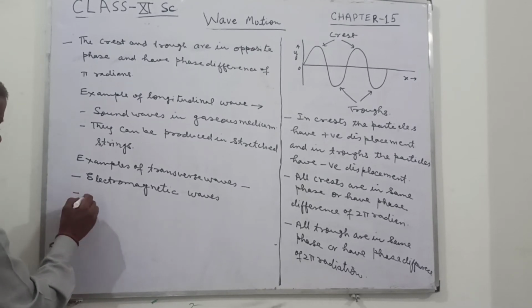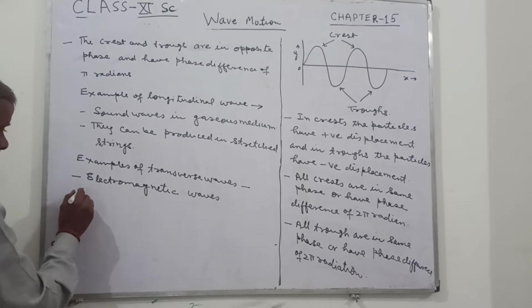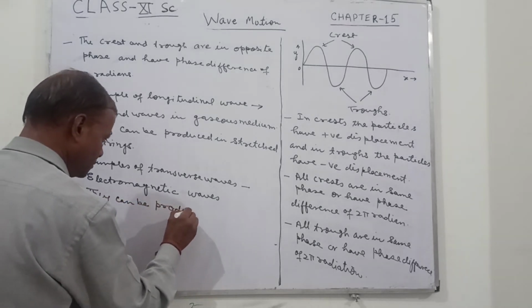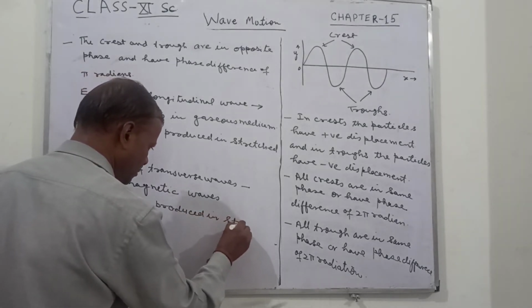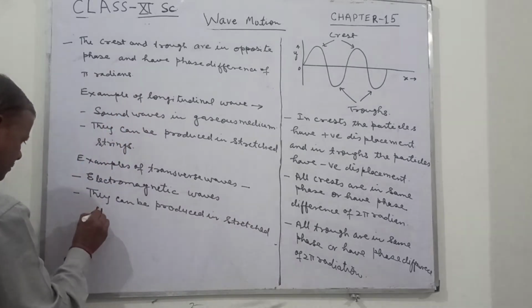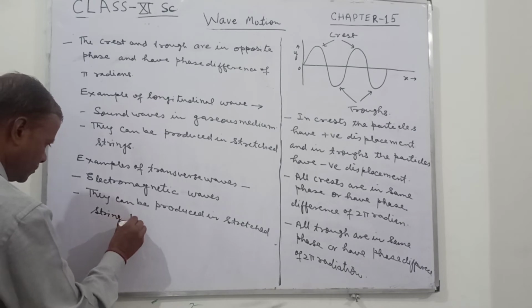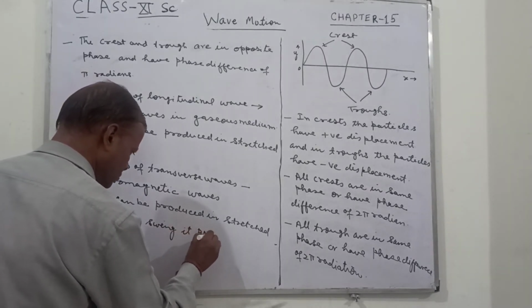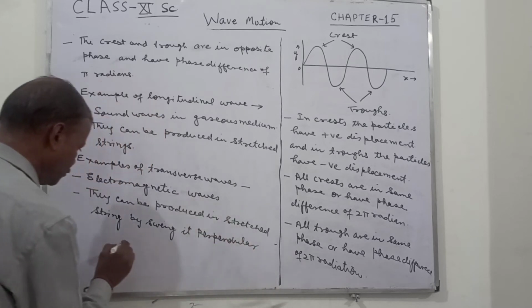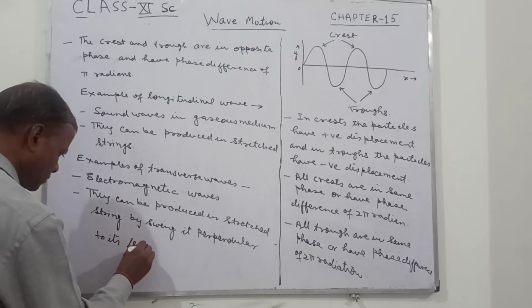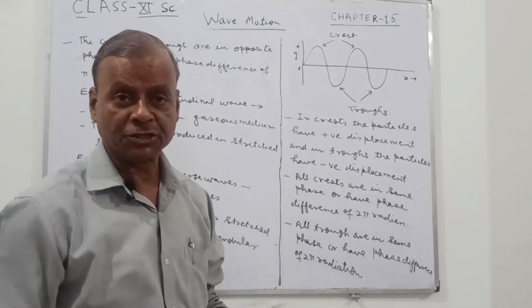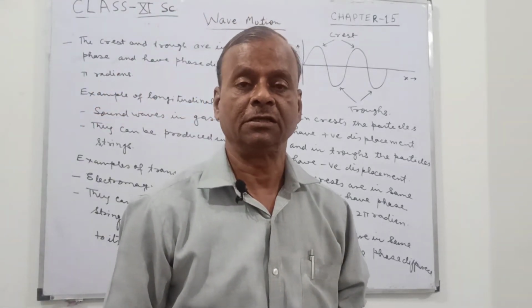And they can be produced in a stressed string by swinging it perpendicular to its length. Also, transverse and longitudinal waves both can be produced simultaneously in the same medium.